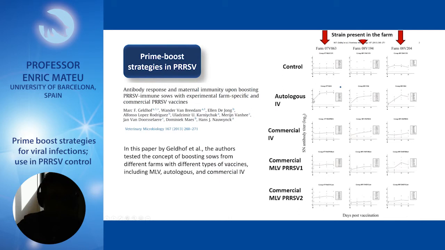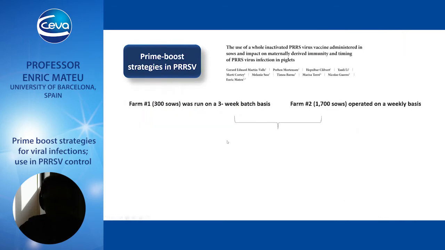So in this paper, the authors show very clearly that the use of autologous vaccines, inactivated vaccines, was able to induce an increase in the humoral response of those animals. These are neutralizing antibodies. The second paper that I would like to bring to your attention has been recently published by us and deals with the use of an inactivated vaccine for boosting the immune response of sows.